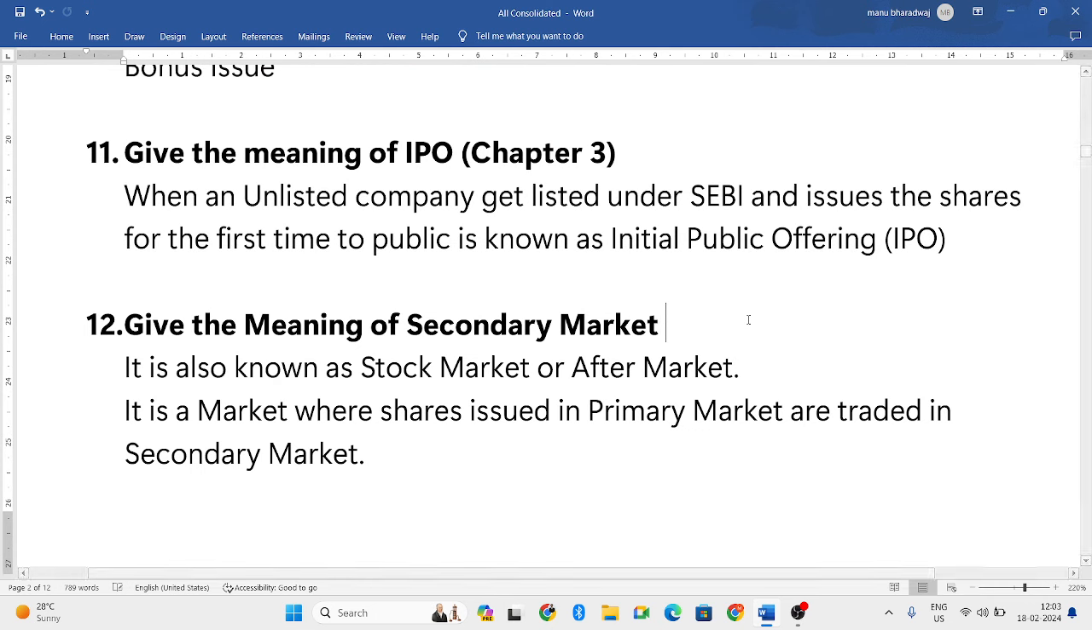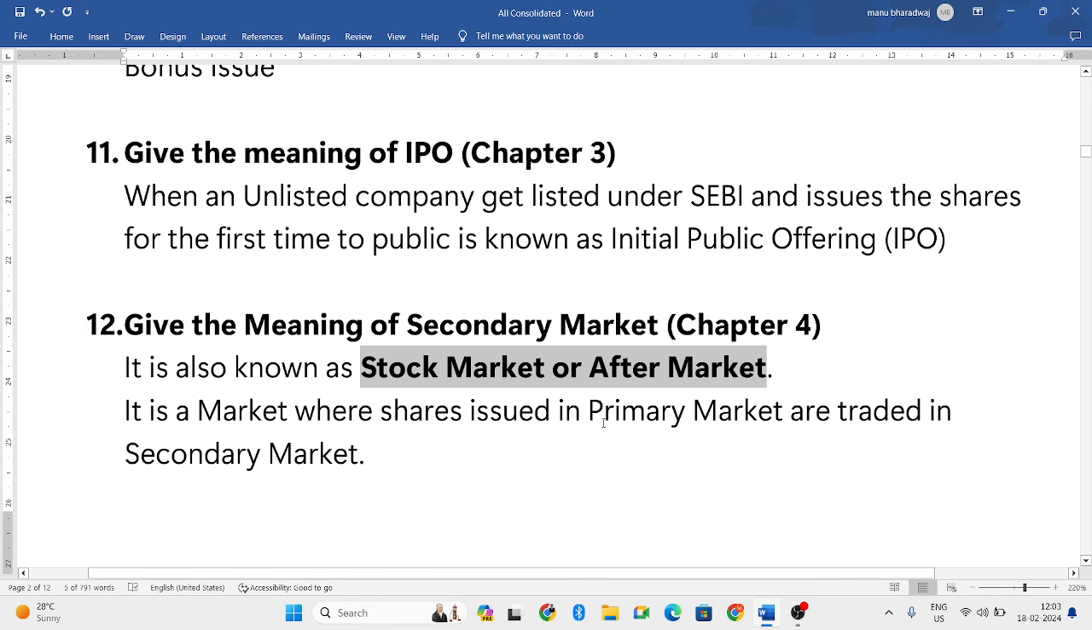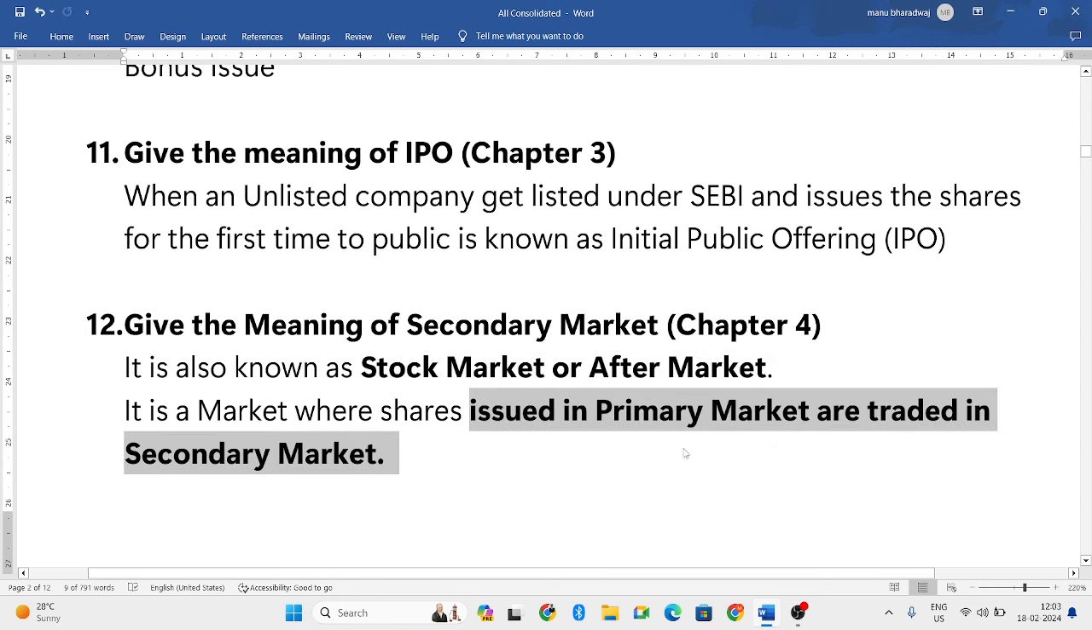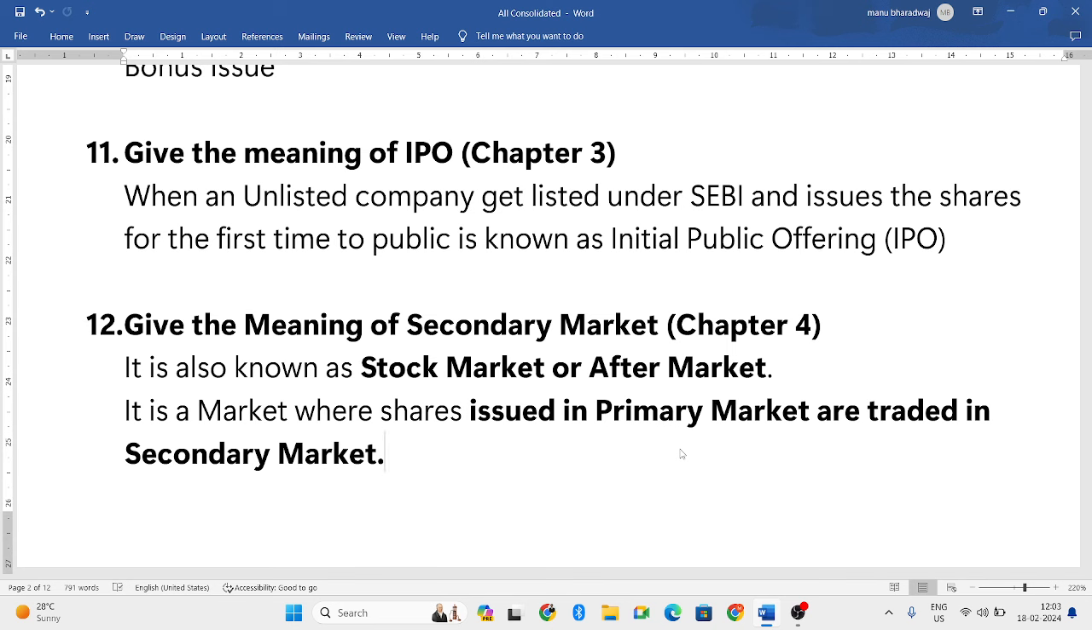Meaning of secondary market, it is chapter number 4. Meaning of secondary market. So it is also known as stock market or aftermarket. Whatever the shares we have already issued in the primary market, those shares are traded in the secondary market. So secondary market na stock market anta kuda karitivi athwa after market anta kuda karitivi.